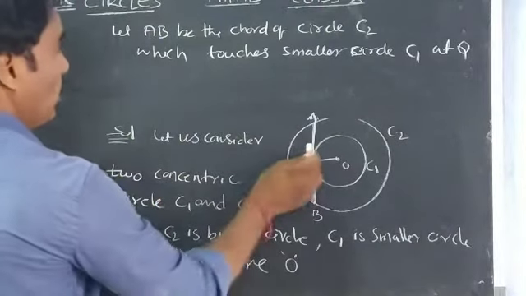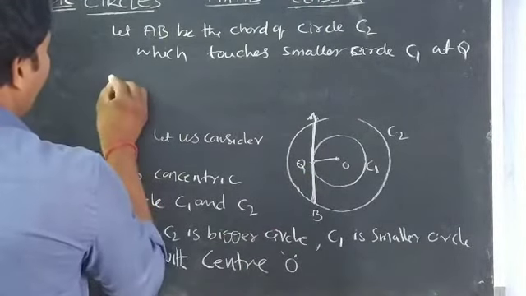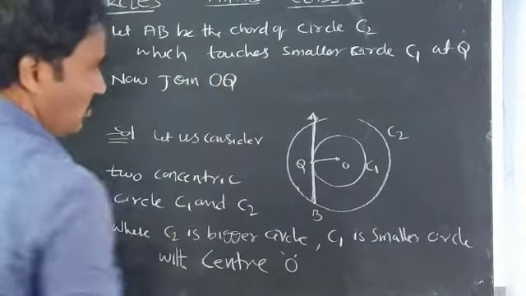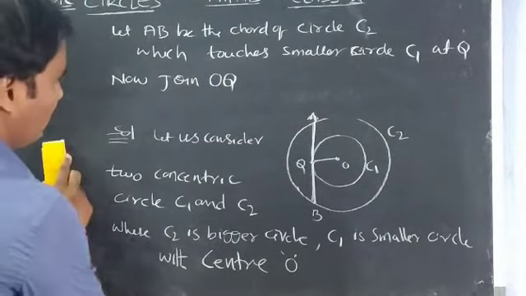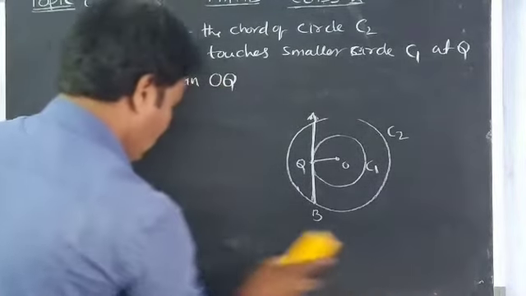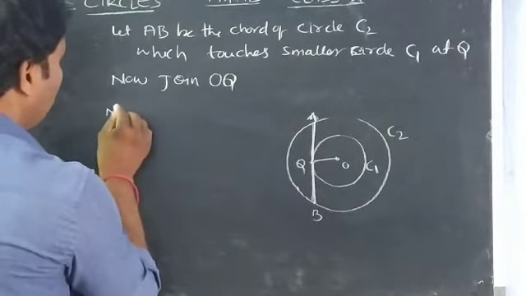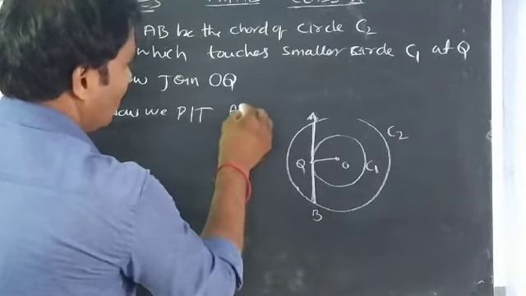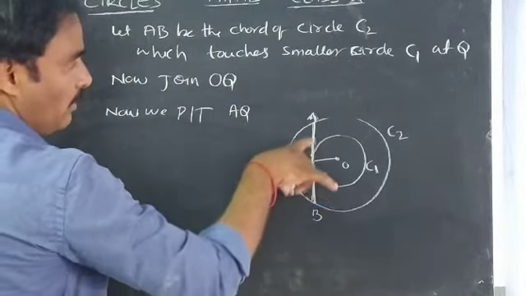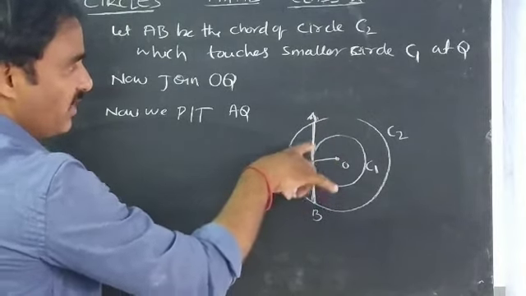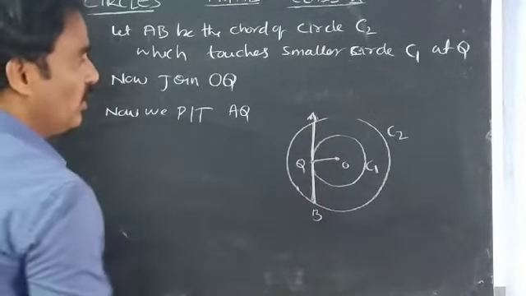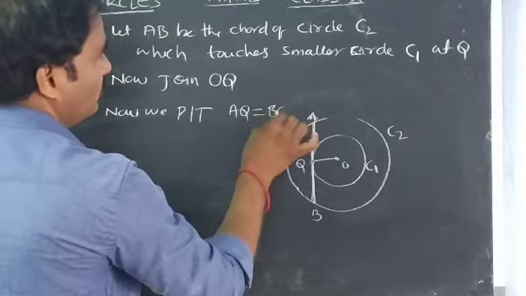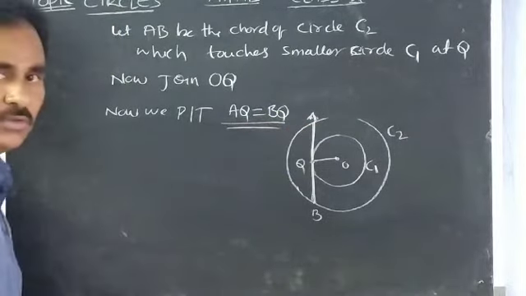Join the center and Q. Q is the point of tangency. Now join OQ. Now what are we going to prove? This Q, the point of tangency, bisects AB. We are going to prove that AQ equals BQ. This one we are going to prove.